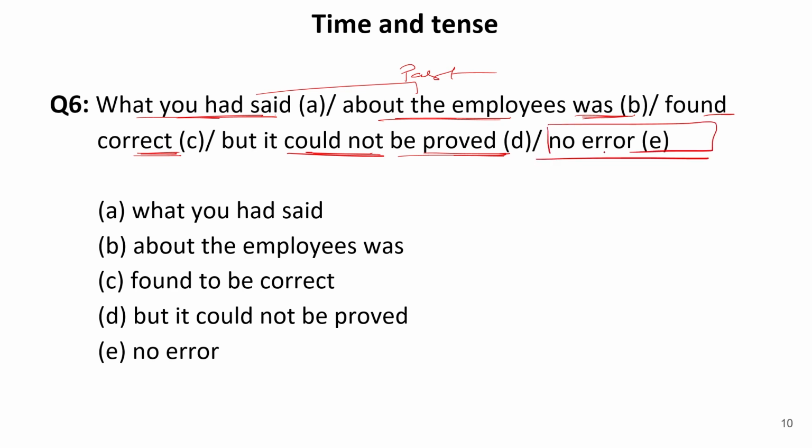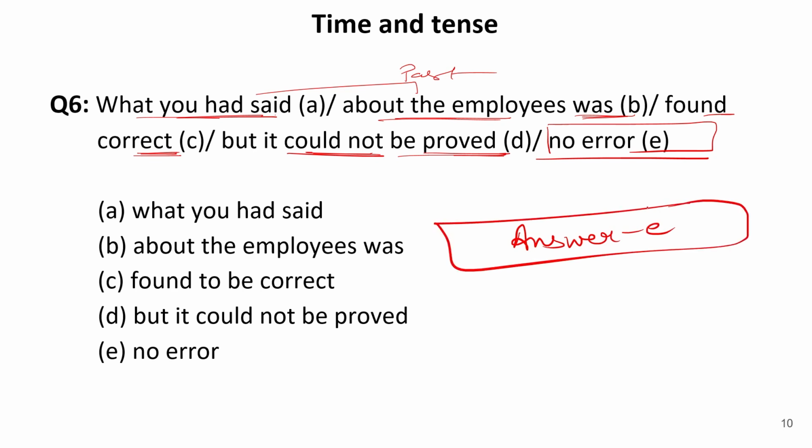Now, it happens. It is not necessary that a part of the sentence contains the error. Sometimes the entire sentence is absolutely correct and our answer is E, that is no error. Therefore, the sentence given here does not contain any error. The sentence is absolutely correct and our answer is E. It has no error. Now let us move to the next one.